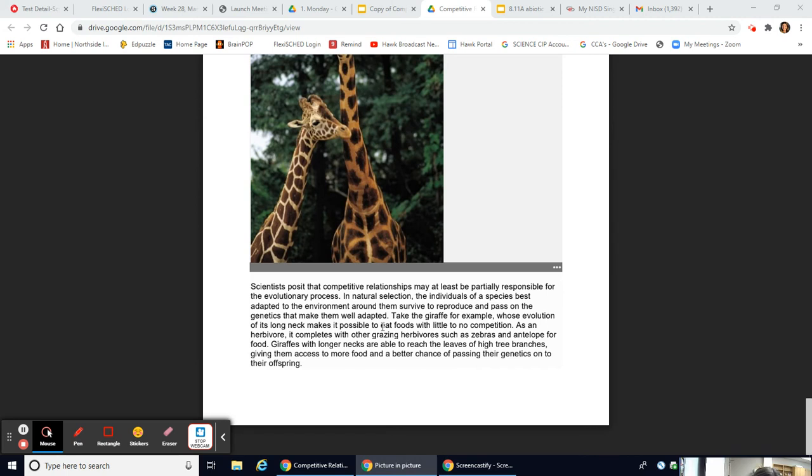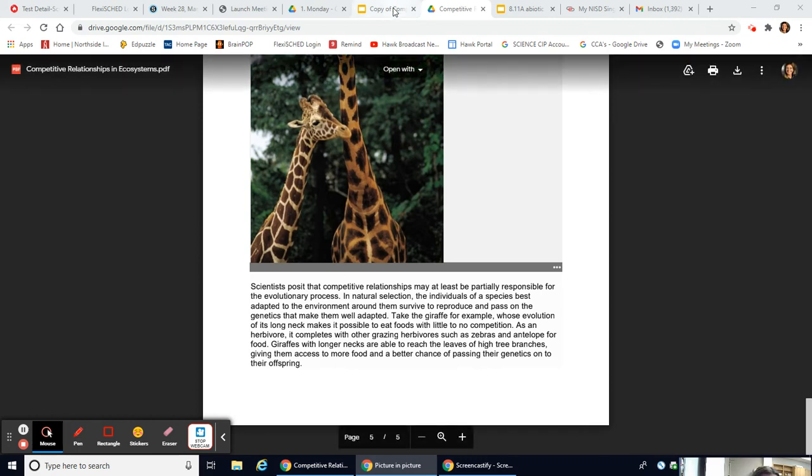Take the giraffe, for example, whose evolution of its long neck makes it possible to eat foods with little to no competition. As an herbivore, it competes with other grazing herbivores such as zebras and antelope for food. Giraffes with longer necks are able to reach the leaves of high tree branches, giving them access to more food and a better chance of passing their genetics onto their offspring.